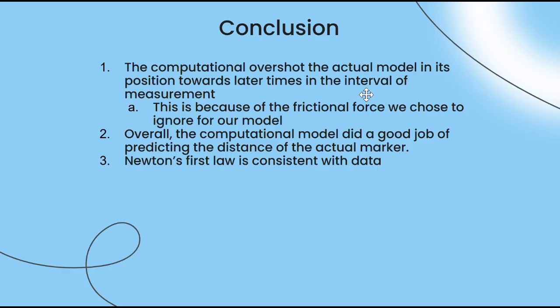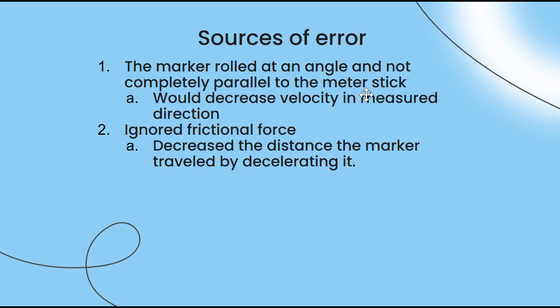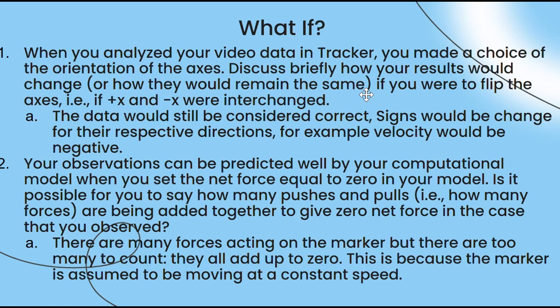What we can conclude from this is that the computational model overshot the actual model due to the frictional force actually causing deceleration. Our results support that Newton's first law is consistent with the data. Some sources of error: the marker was rolled at a slight angle, which would decrease the velocity in the measured direction, and we ignored the frictional force, which would decrease the velocity overall.